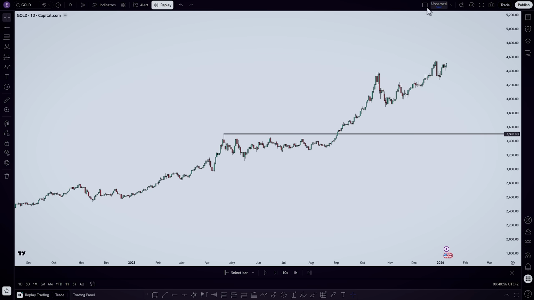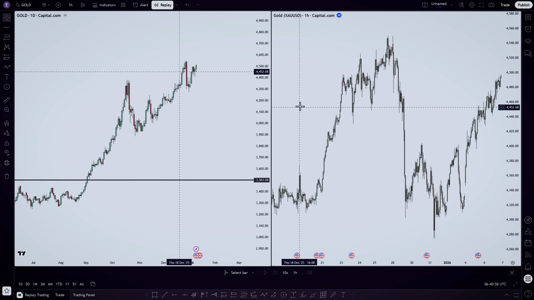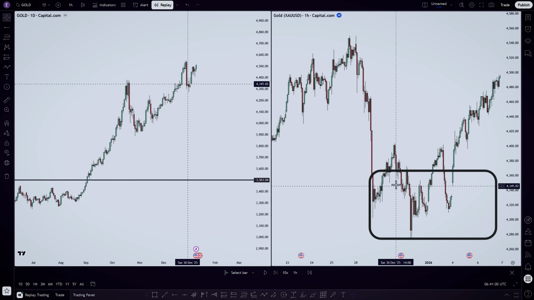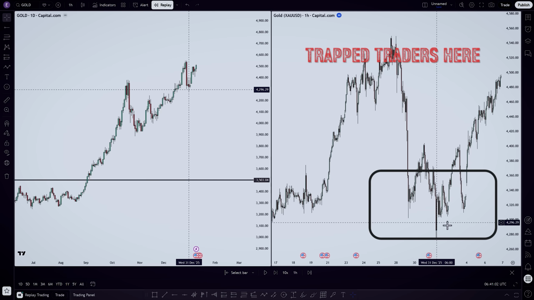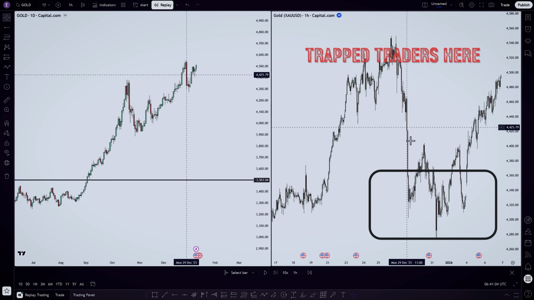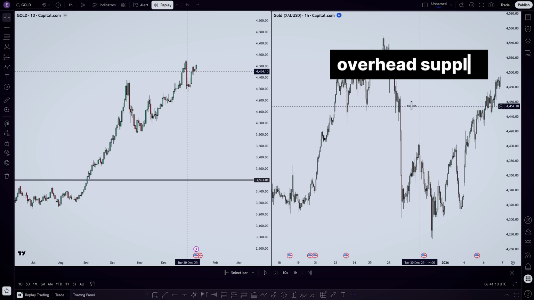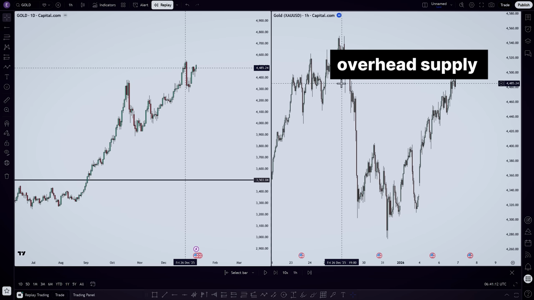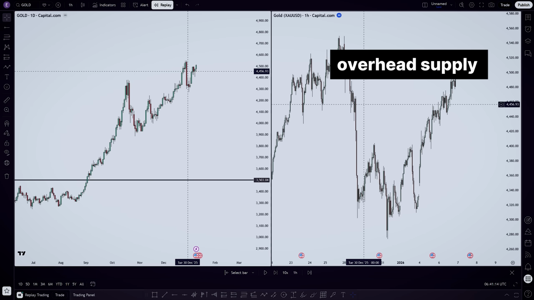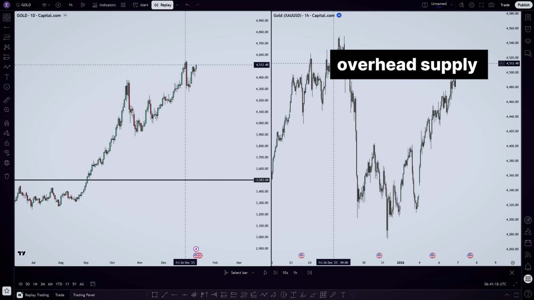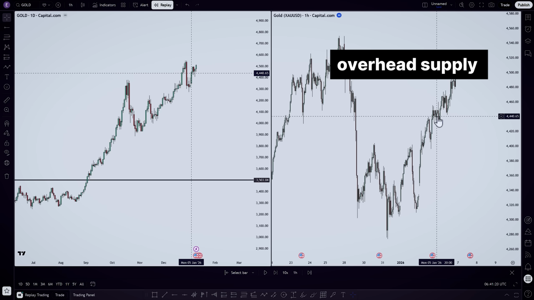Now look at a chart deep in a pullback. Some people are in profit, but many are trapped. They bought at the top, they're underwater. They're praying for price to come back so they can sell and escape. That's called overhead supply. Translation: there are desperate sellers waiting above you. You're not reading price levels, you're reading the pain of trapped traders.